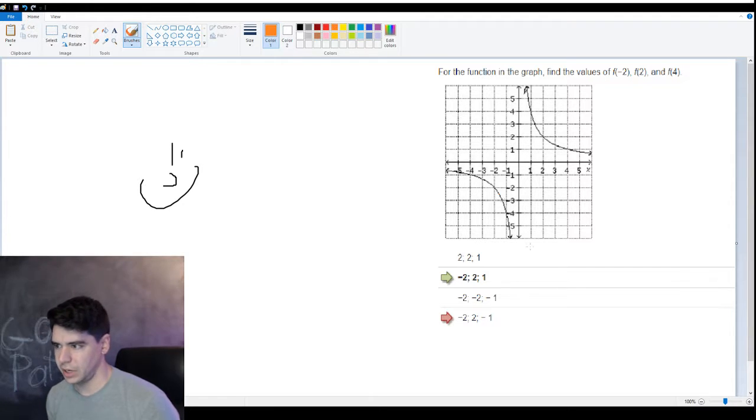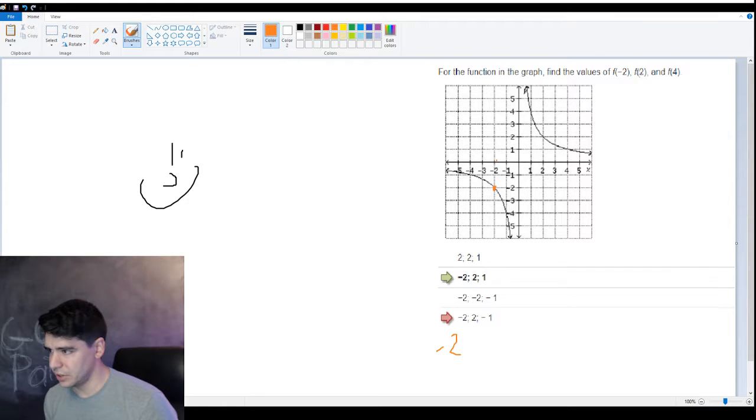Too orange. Okay, and so all I have to do is, for the function in the graph, find the values of f of -2, f of 2, and f of 4. And all I have to do is look at the x values. So here, this is my -2 right here. So I just go down, and I find that point right here. And so the input is -2. What is the output? The output is -2. So that's why the first one is -2, as you and I both agree.